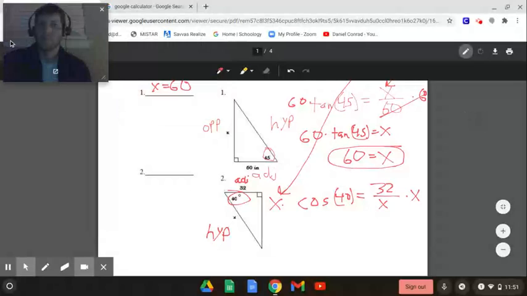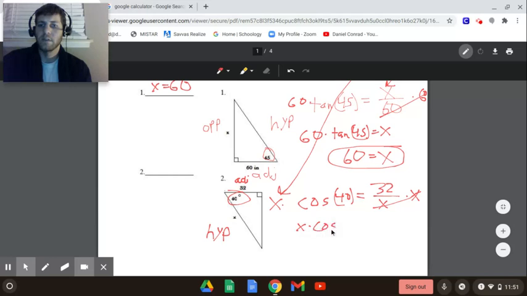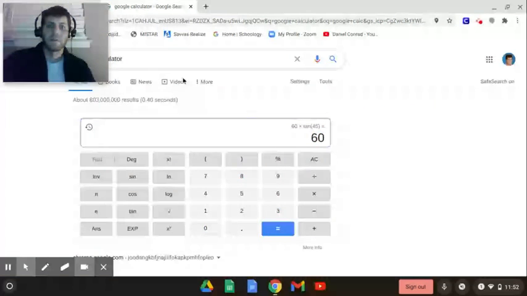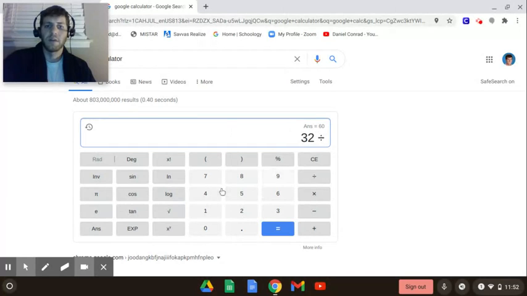Let's get this out of here. Okay, so our x's cancel out there, and we get x times cosine of 40 equals 32. And now we can divide, right, we're trying to get x by itself, so we divide both sides by cosine of 40. That'll cancel there, and you divide this side as well by cosine 40. So then you get x equals 32 divided by cosine of 40. So if we go to our calculator, 32 divided by cosine, make sure you're in degrees, 40, that's going to give us 41.8.